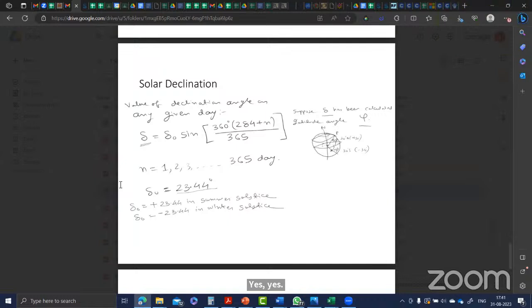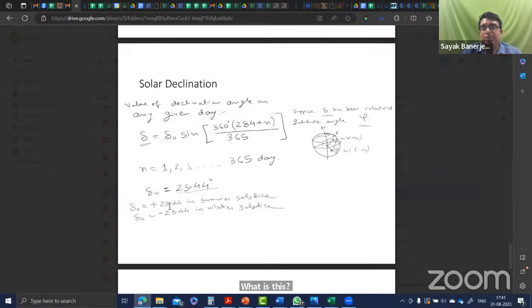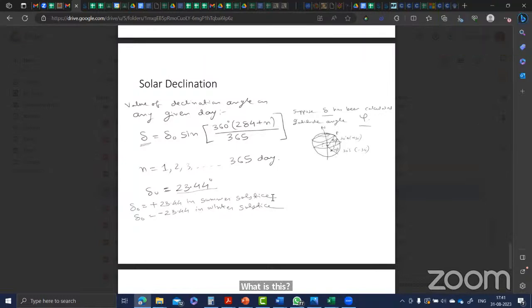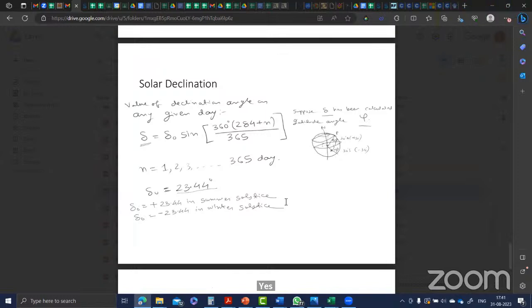What is this? So this should be delta. Delta equals plus 23.44 in summer solstice. What I was saying was, you said delta naught, sir. Delta naught is written, so there is a mistake here. This will be delta. Because of that only we got minus 2 degrees, but the answer given is plus 2 degrees. That is a confusion, sir.